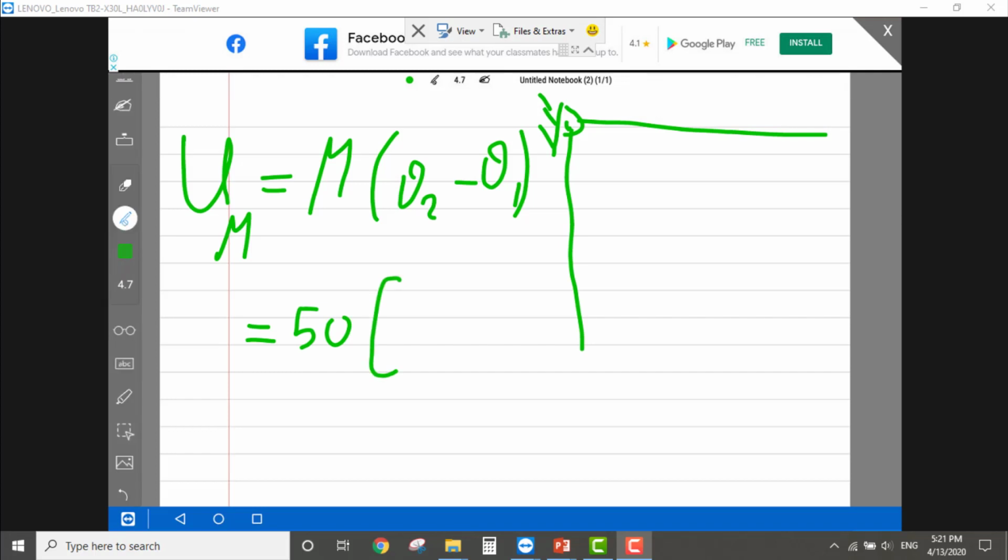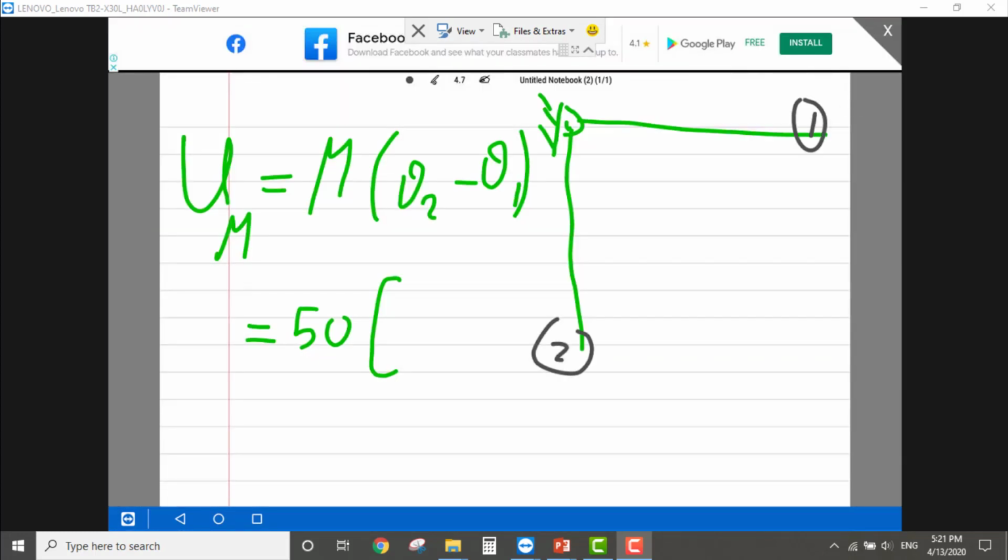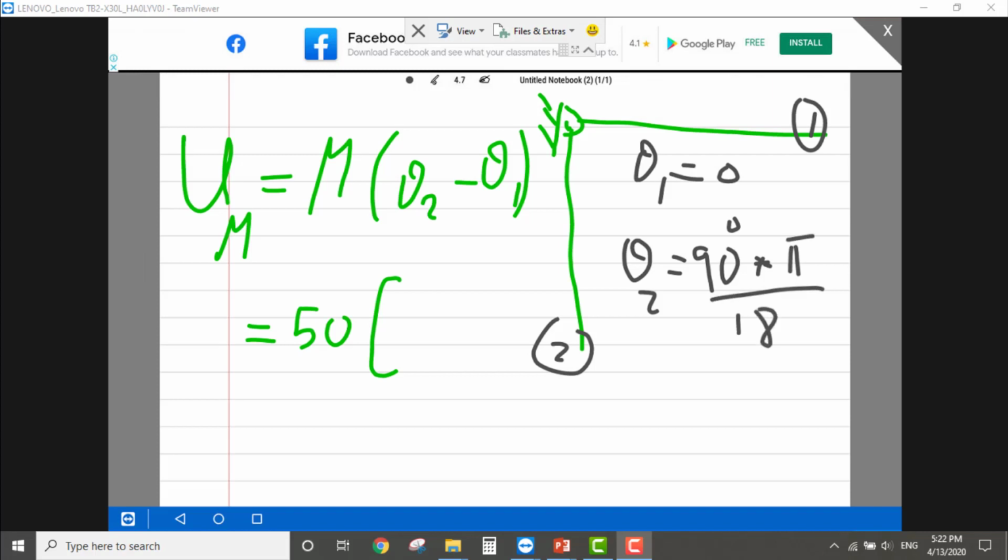Let me use another color. So here is state 1 and here is state 2. Theta 1 in state 1 is equal to 0, and in state 2, theta 2 equal to 90 degree. And we should convert this value into rad, so we multiply it by pi and divide by 180. So here is 2, so pi over 2 rad. Okay, so I'll substitute here pi over 2 rad.